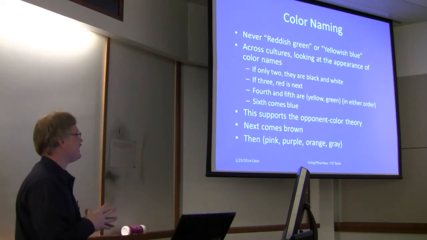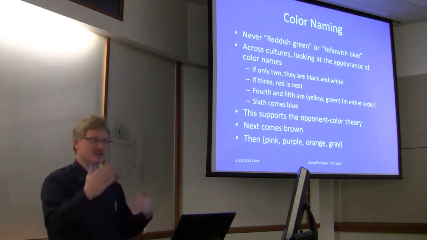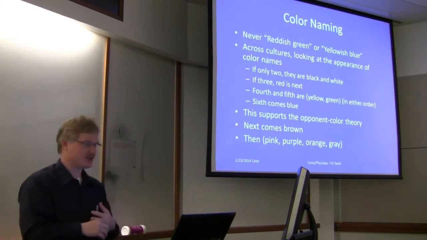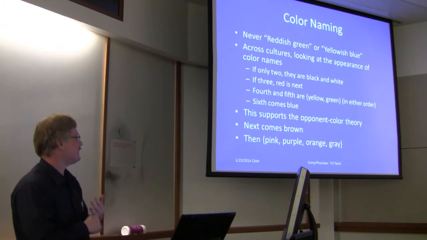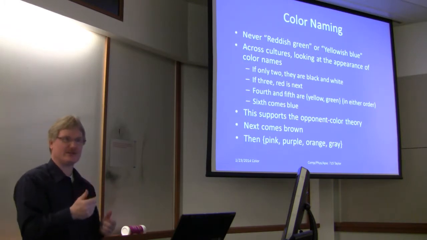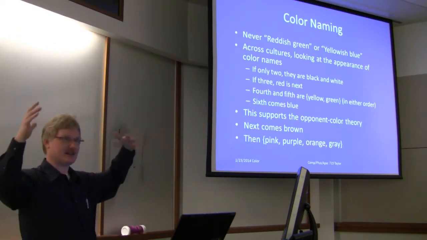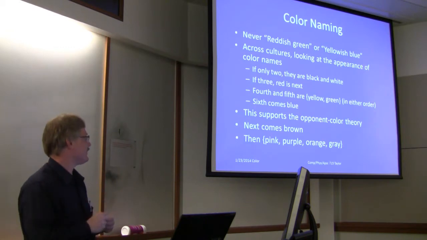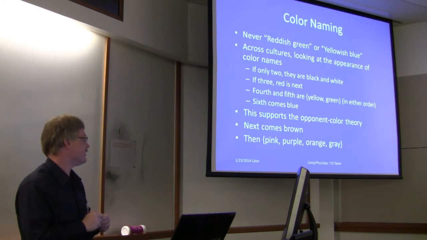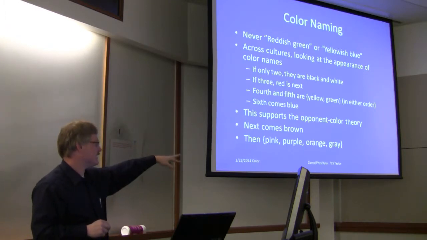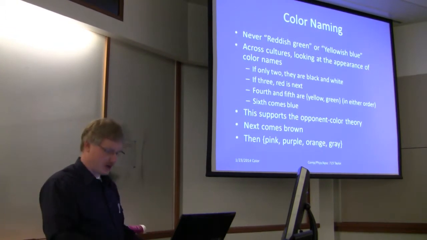Across cultures, if you look at the appearance of color names, if there's only 2 names in the language, they're black and white, right? So it's kind of the luminance channel. If there are 3, then red is the next one, right? You can imagine why. Blood would be an important thing to talk about. 4th and 5th are yellow or green in whatever order, and then 6th comes blue, right? And so the first 6 colors you get are these kind of opposite ends of the kind of mapping. So this supports the component color theory, but also does dissecting things and seeing how they behave. Next comes brown, and then pink, purple, orange, and gray, right? And so these are kind of the colors that people talk about as distinct.